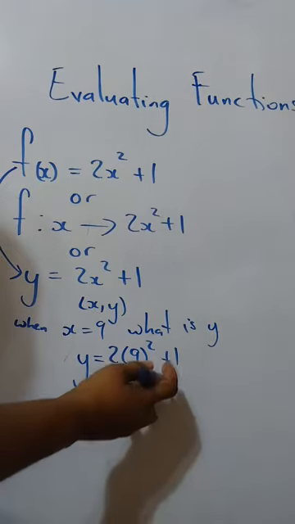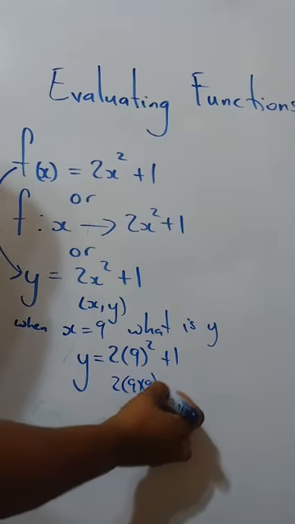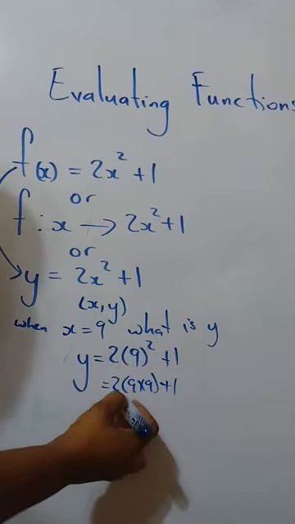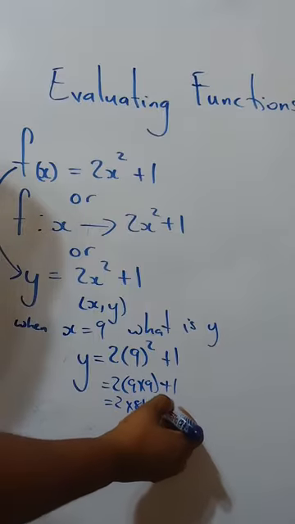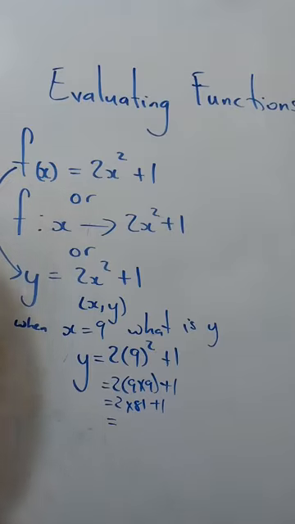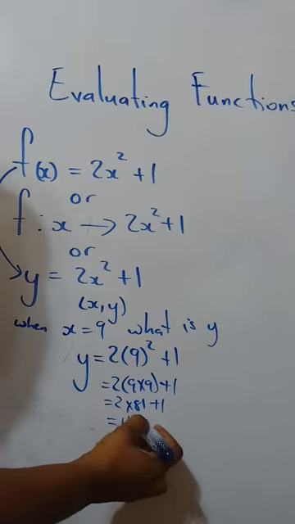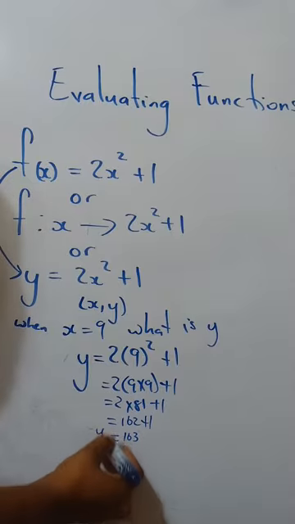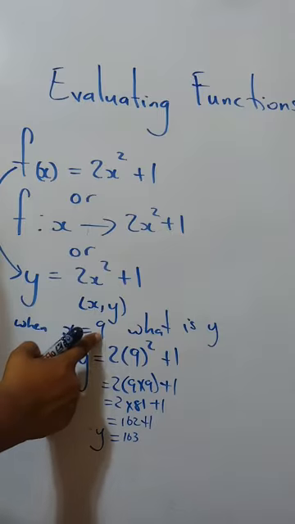Order of operations says do your exponents first. So that's 2 times 9 times 9 plus 1. A number squared means to multiply it by itself. So that's 2 times 9 nines is 81 plus 1. So that is 2 times 81, which is 162 plus 1, which means that's 163. So y is having a value of 163 when x is 9.